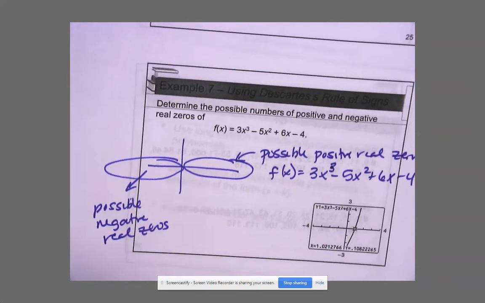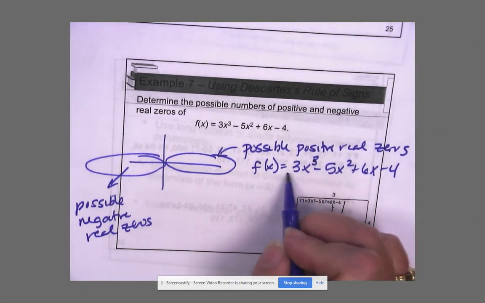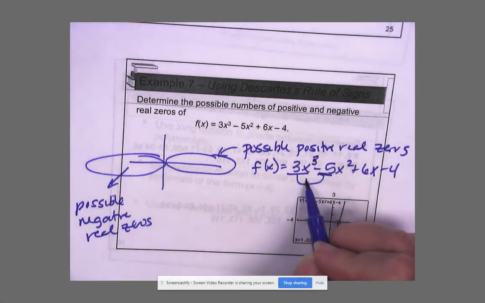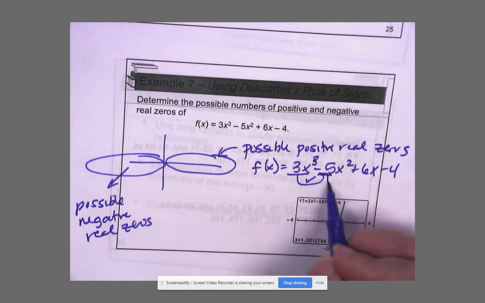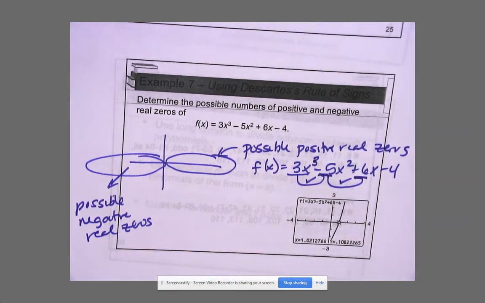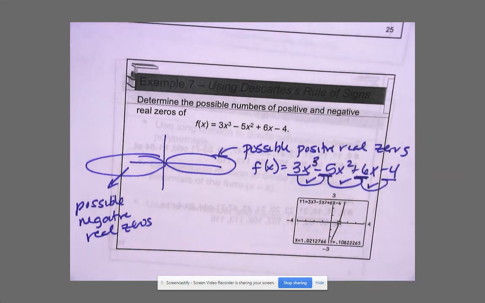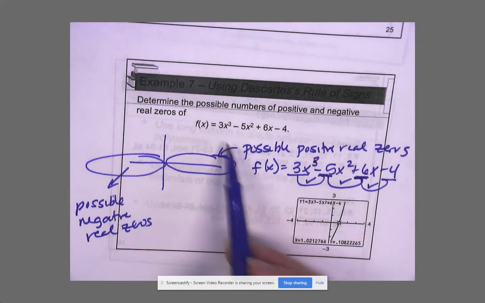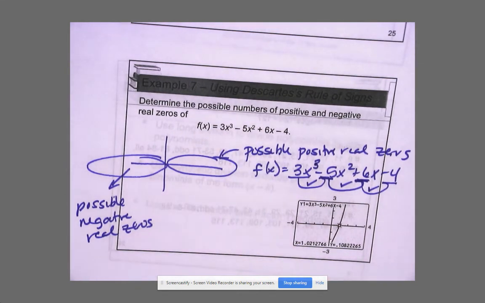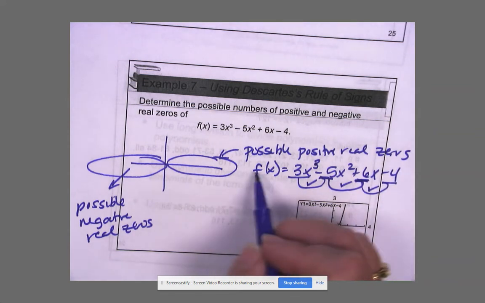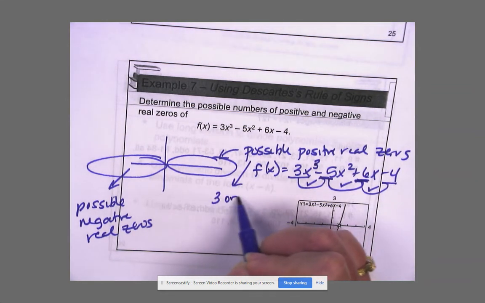So when I look at this, did I change signs from 3 to -5? Yes, check that one off. Did I change signs from -5 to 6? Yes. And did I change signs from 6 to -4? Yes. So how many times could this function, before I ever graphed it, possibly have positive real zeros? It could possibly have how many? 3. So the answer would be 3 or 1.